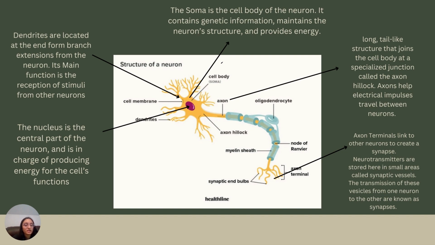Axon terminals, located at the end of the axon of the neuron, are divided into terminals, as shown over here. These terminals link to other neurons to create a synapse. Neurotransmitters are stored here in small areas called synaptic vesicles. The transmission from one neuron to another is known as the synapse.